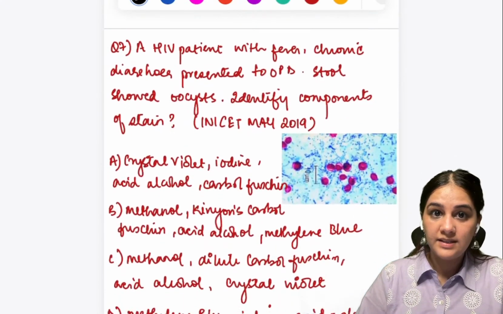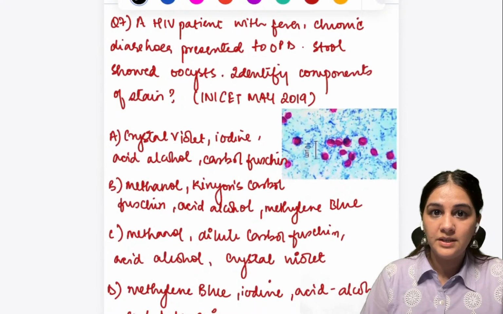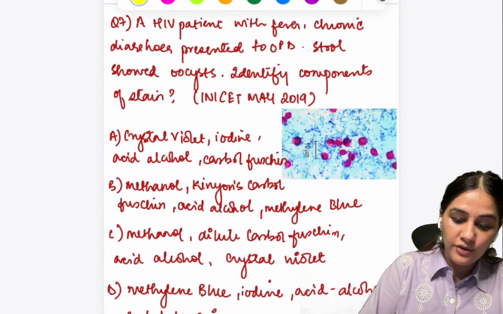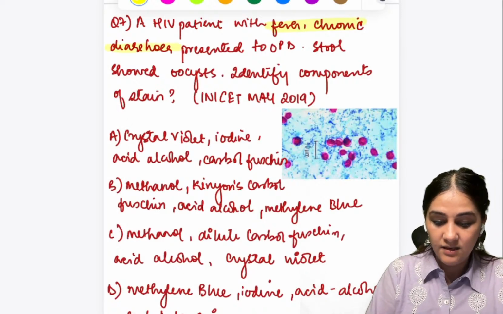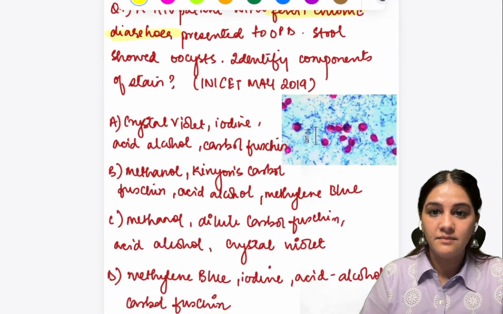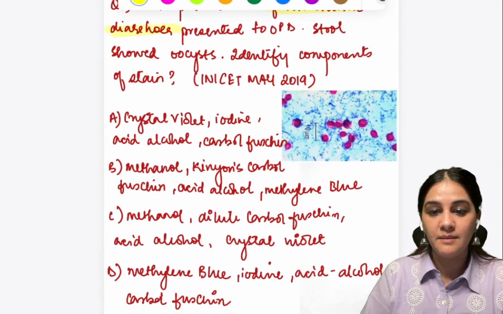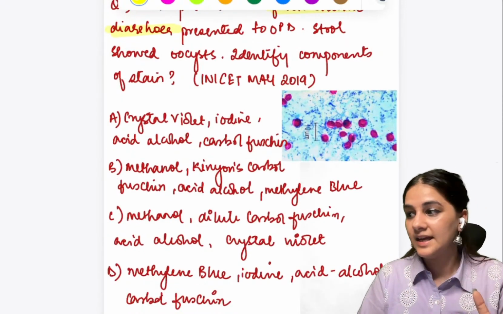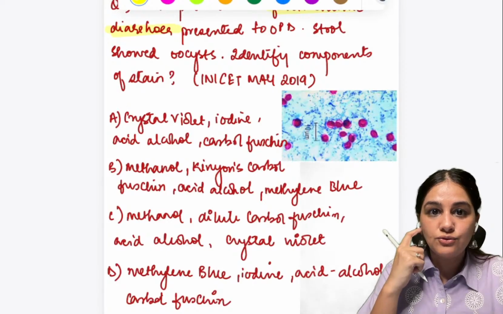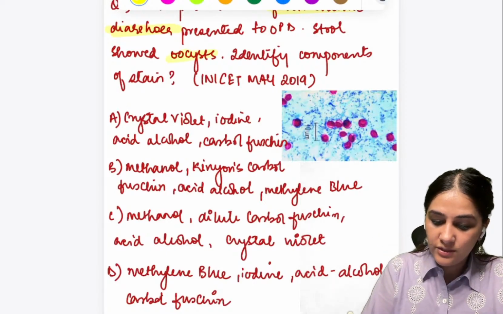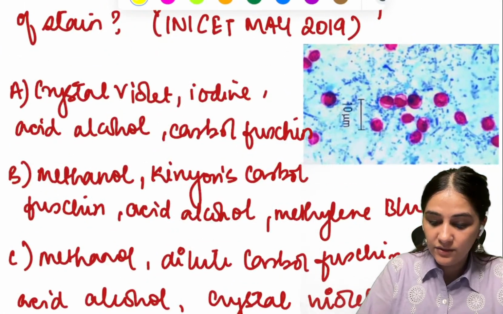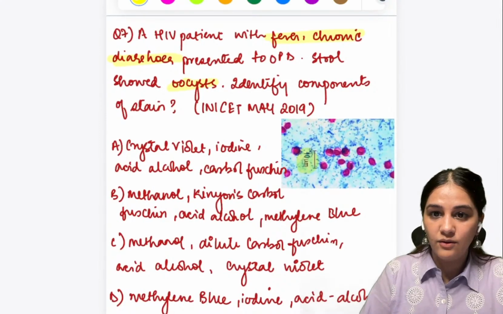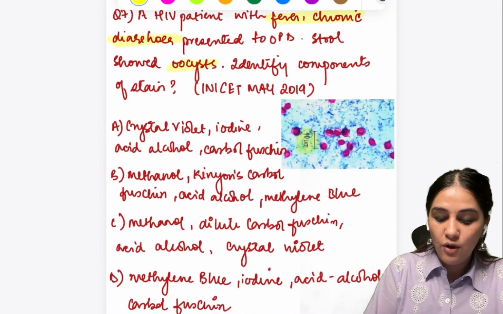Great. So now let's see about this. An HIV patient with fever. So we already know it's HIV, immunocompromised. It has fever, chronic diarrhea. Some kind of diarrhea. Coccidian, remember parasites, coccidian causing diarrhea, right? So stool showed oocysts. So just look at these oocysts. These are the oocysts that are shown. They've also given you a size, just to give you an idea of what it can be. Identify the components of the stain.